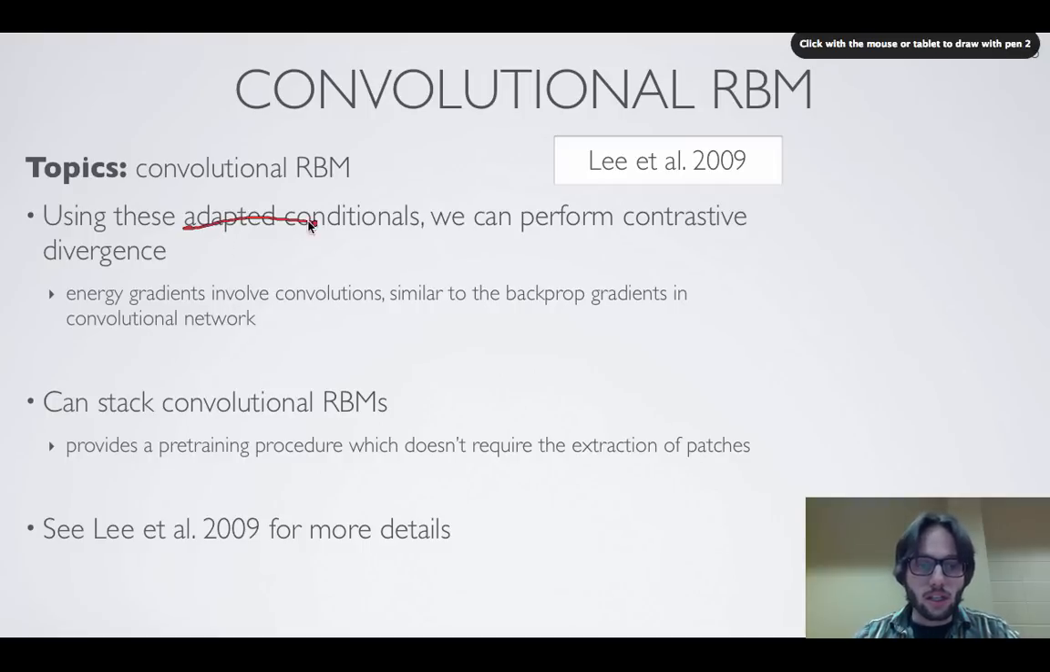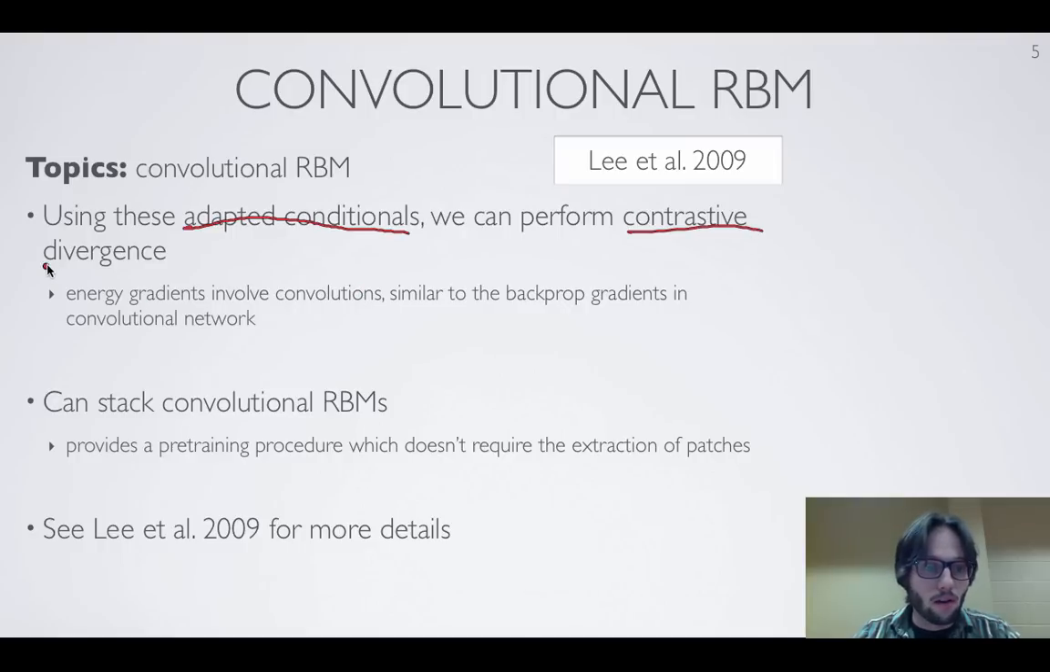So using these conditionals, we can perform contrastive divergence, because we now have a way of sampling the negative samples we need for updating the model. We will need the gradients of the energy function to derive our update for the parameters of the filter maps. And we can compute them similarly to how we compute the backpropagated gradients in a regular feed-forward neural network, using convolutions.